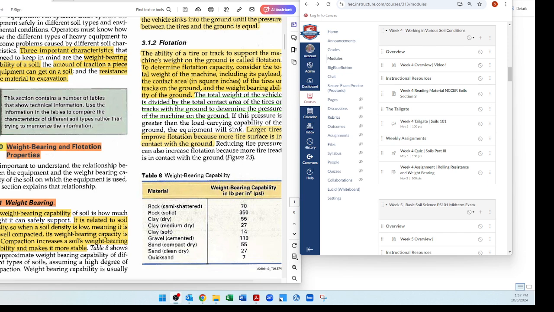So we took 54,000 as the total weight of the vehicle, divided it by the total contact area, which was 1,040 square inches for all 10 tires. That gave us this number of 52 pounds per square inch, because we took total weight divided by total surface area. So there you have it. That's what you will be doing.